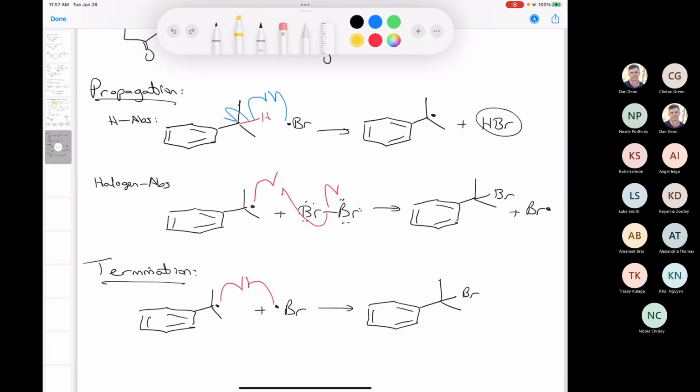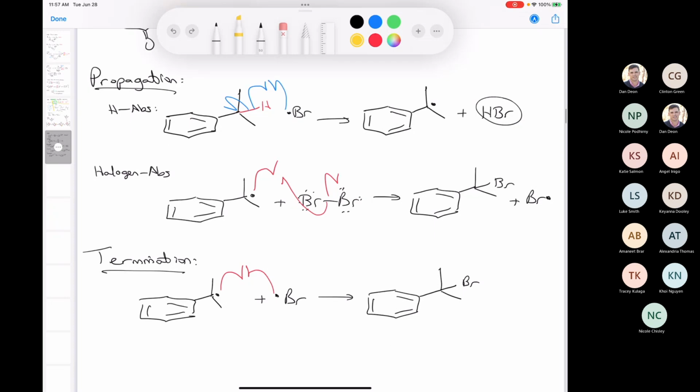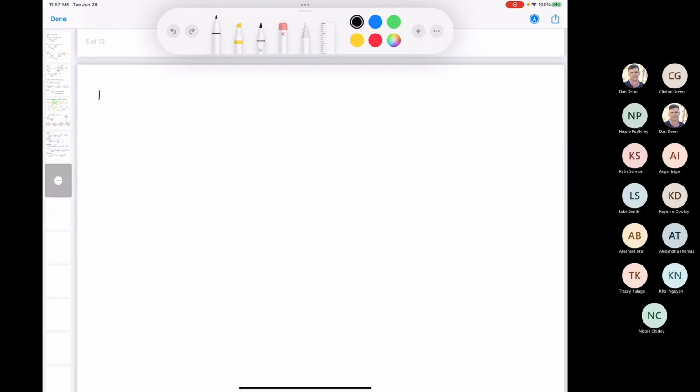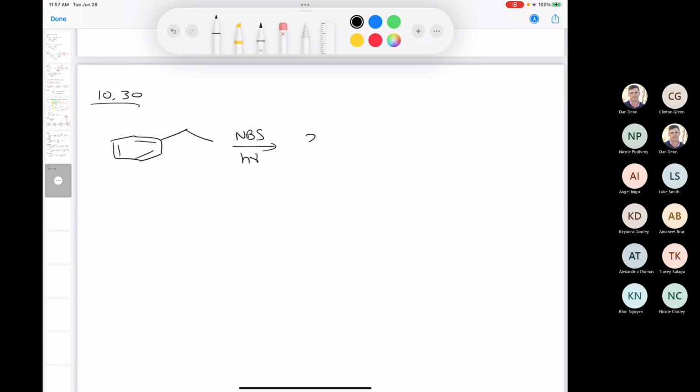Okay. Let's see here. Let's try 10.30. This is where we're taking this compound. So you'd call this ethyl benzene. It's a benzene with an ethyl on it. And it says if you take this and you treat it with NBS and light, you get two products. And it says identify what those products are. Okay, it says you get two stereoisomeric products, stereoisomers.